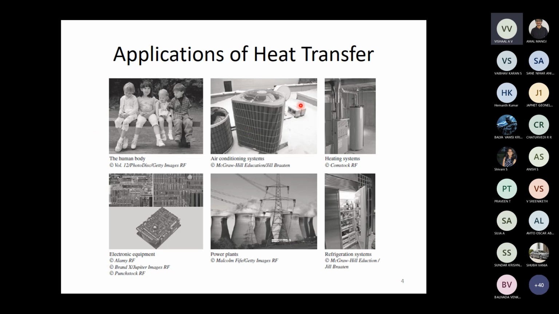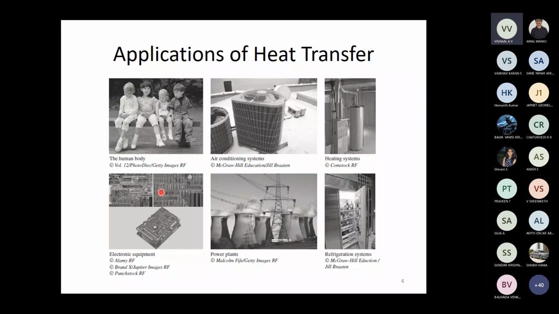Then we have air conditioning systems. Air conditioning systems have the vapor compression cycle, with a condenser and evaporator, which exchange heat with the working fluid. There will be a working fluid, the refrigerant, which will absorb heat in the evaporator and reject heat in the condenser. There we have a heat transfer process taking place. Then we have heating systems. For example, we can take the case of your water heater or the geyser in your bathroom. We are getting a continuous stream of warm water because there is a heater which is supplying heat, and that heat is transferred to the water that is flowing through the pipeline.